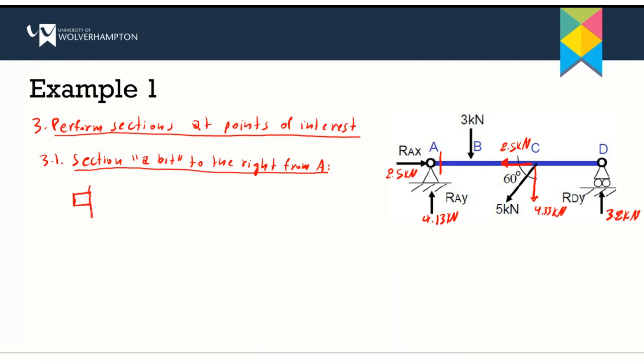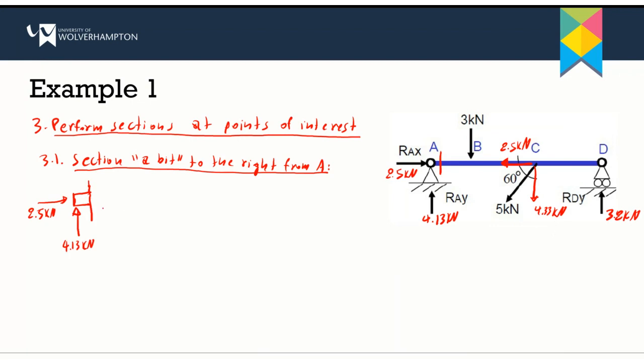This is the section. This is RAX, which is 2.5 kilonewtons. This is RAY, which is 4.13 kilonewtons. The distance here is zero.